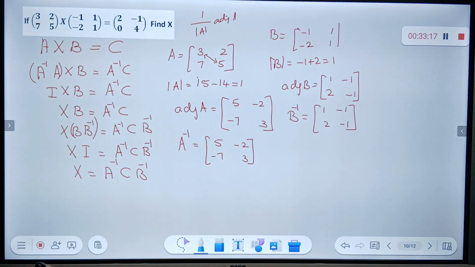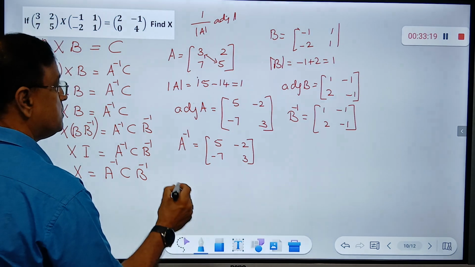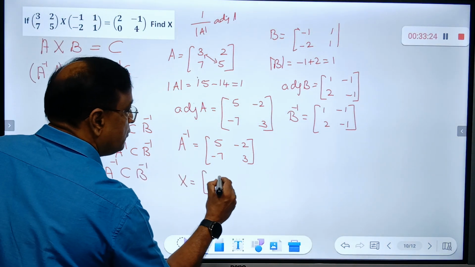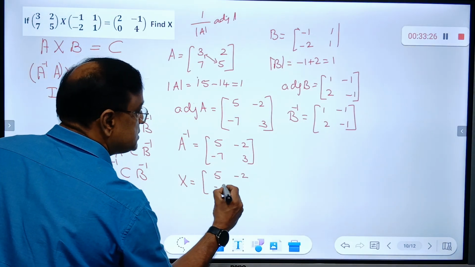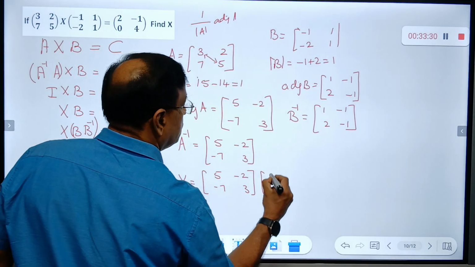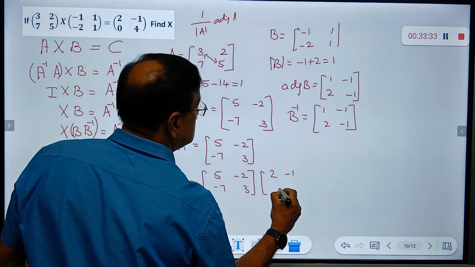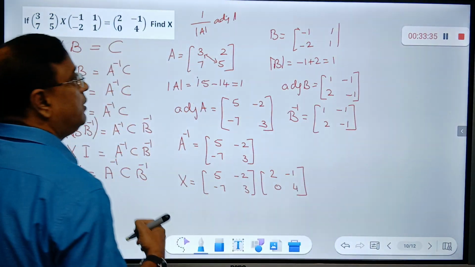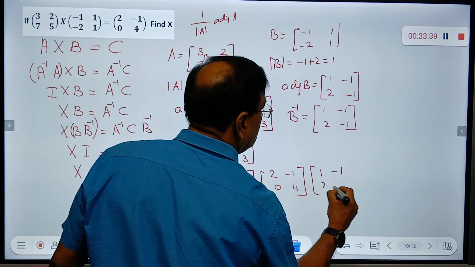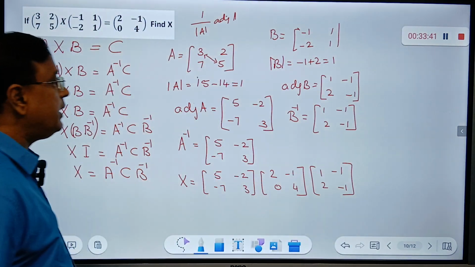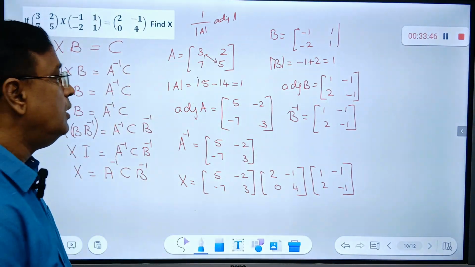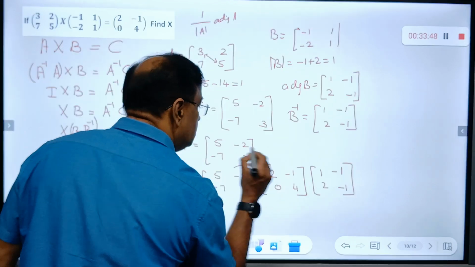Now that I found A inverse and B inverse, take all this and substitute in X. So X is equal to A inverse. What is A inverse? 5, minus 2, minus 7, 3, into C. What is C? It is 2, minus 1, 0, 4. And B inverse? 1, minus 1, 2, minus 1. Either I can multiply these two first or these two because of associative property. So first I will multiply these two.